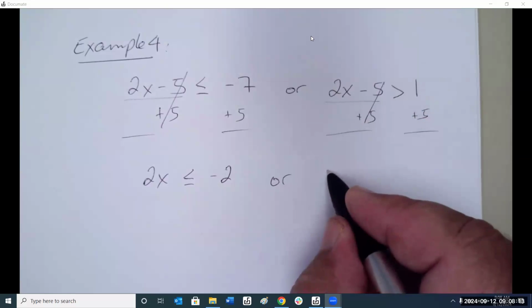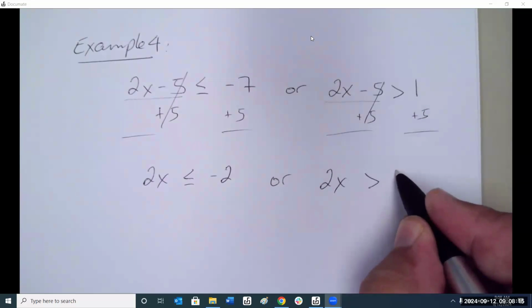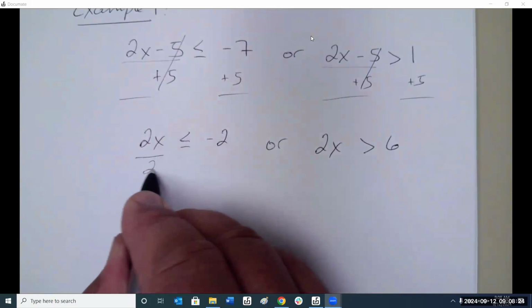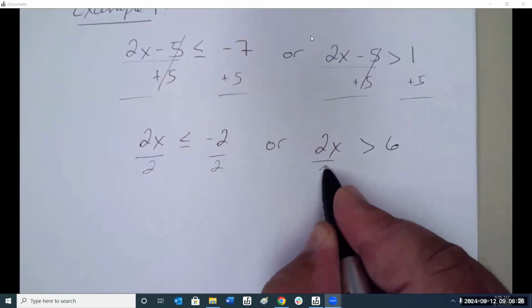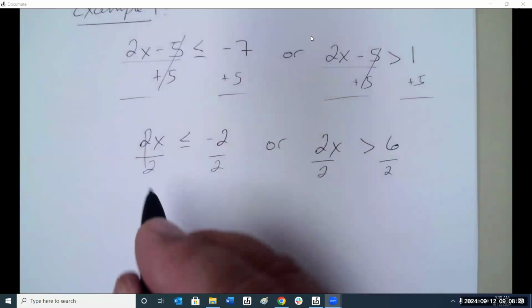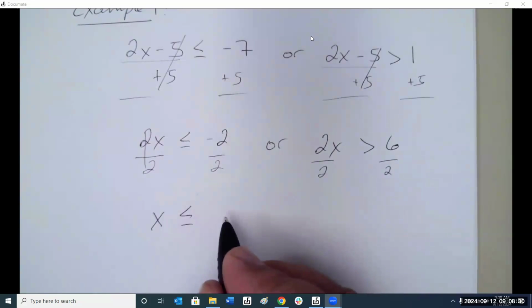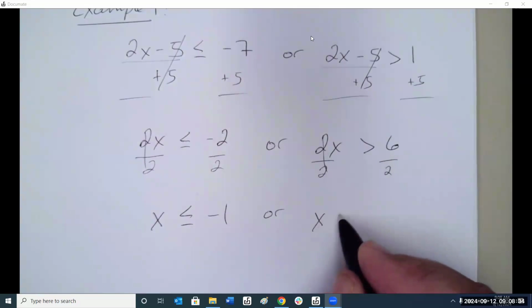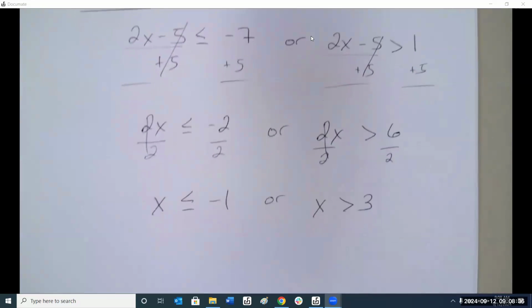Or 2x is greater than 6. Then divide everybody by 2, because we want the x by itself. x is less than or equal to -1, or x is greater than 3.